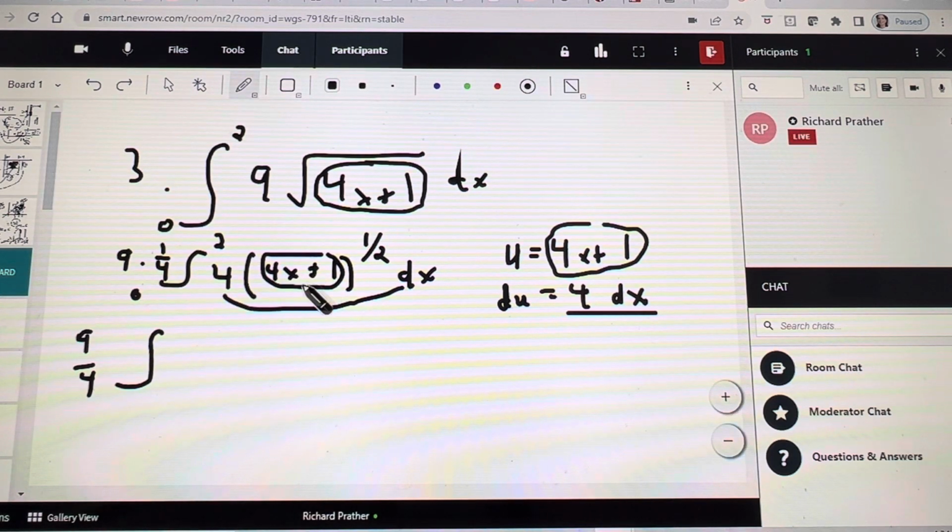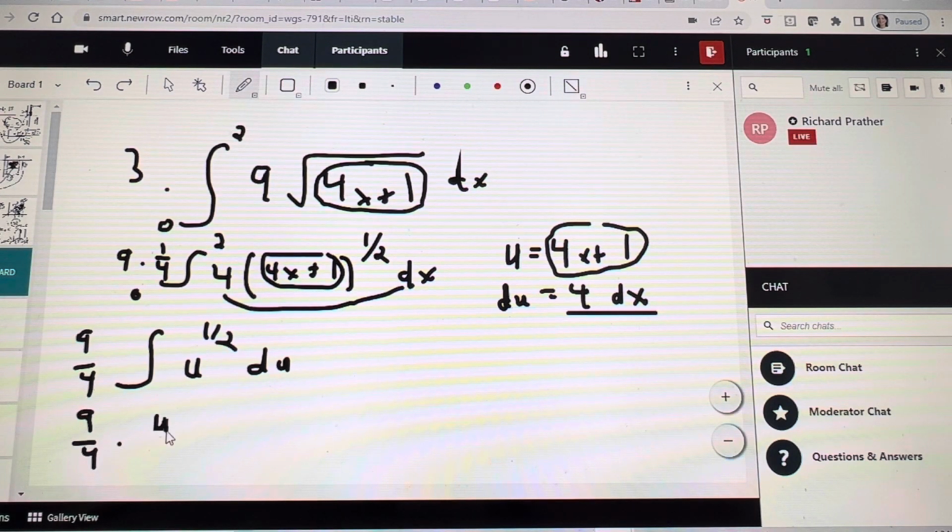And then this part's u. There's the 1/2 power. And the remaining part is how we get du. Now you actually have a choice on how you want to do the 0 to 2 part. The 0 to 2 domain, that only applies to the x variable. It doesn't apply to the u variable. So here are 2 ways you can do this, though. I got my constant.